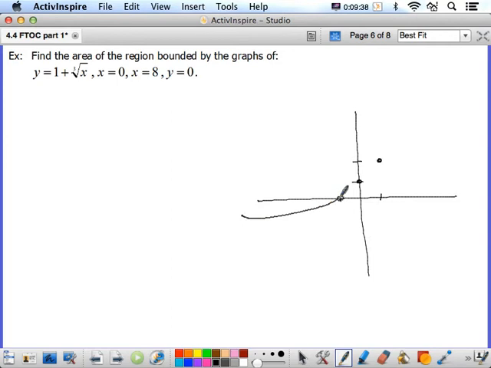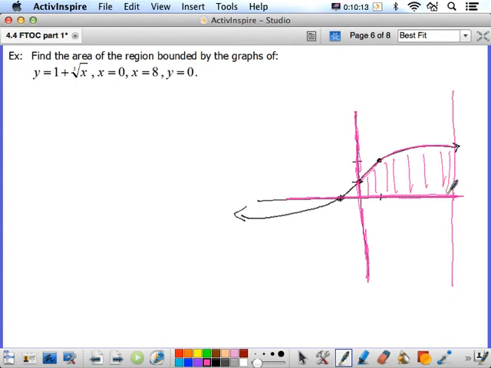I think, tell me if I'm wrong, I think it looks something like this. It's like a sideways cubic. Is that right? Okay. So what we're looking at is this graph. We're going to go from x equals 0, so that would be this line right here, over to x equals 8, so we'll just pretend this is 8, and we're going to trap it with y equals 0. So we're trying to find the area of this piece right here.